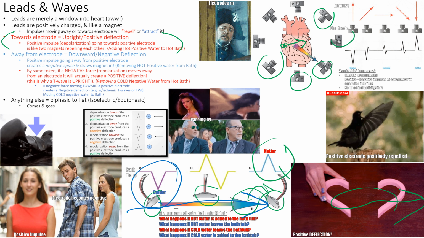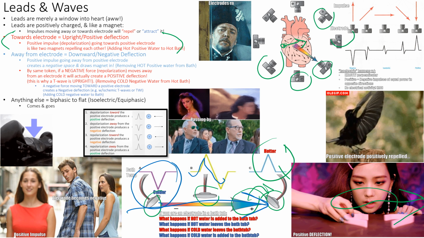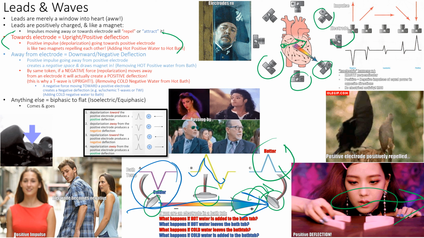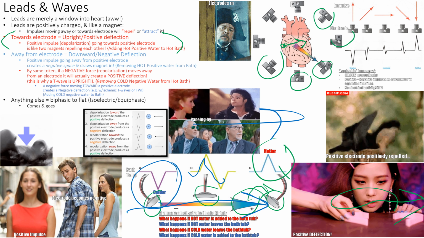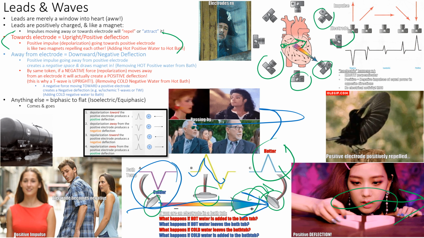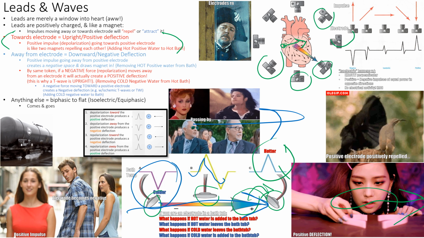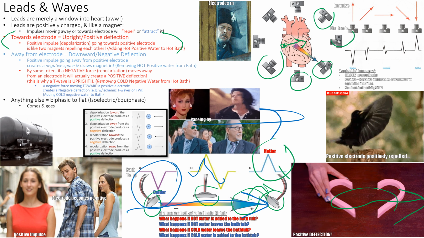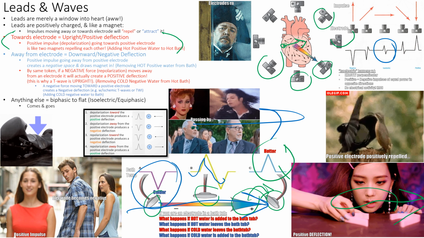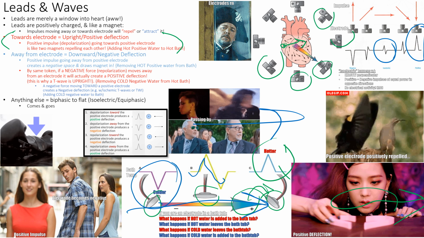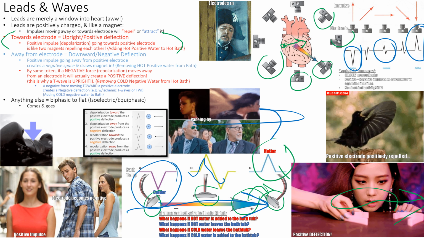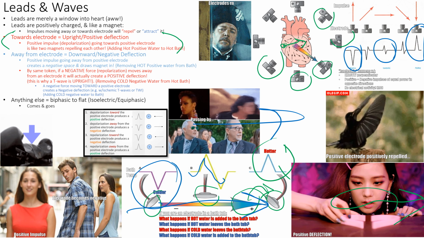And then what about biphasic? What about this situation right here? That's just where it comes and goes. The hot water came and then it left, right? So it got warmer and then colder, or it got colder then warmer. It depends how the impulse moved through the heart, right? So you have biphasic, you can have upright positive deflections, or you can have negative deflections. Those are your three possibilities.